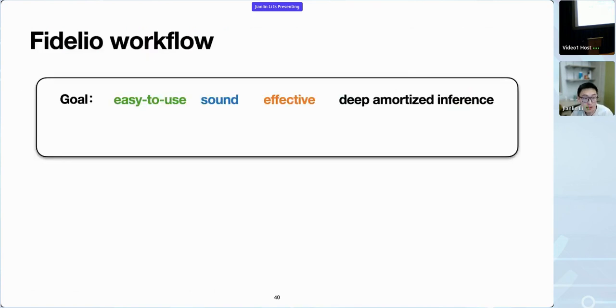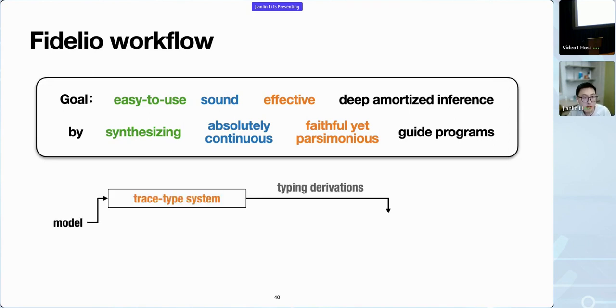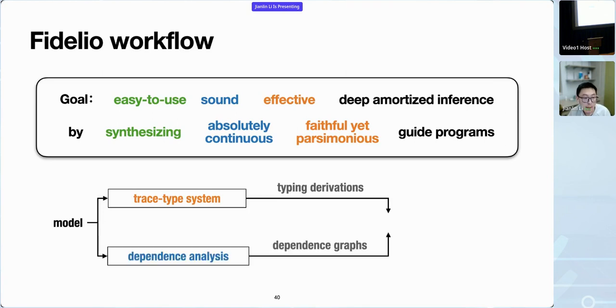The goal of this project is to make deep amortized inference easy to use, sound, and effective. So we designed a guide synthesizer called Fidelio. Fidelio automatically generates guide programs that are faithful yet parsimonious and satisfy absolute continuity. For soundness, we design a behavioral trace type system. For faithfulness, we propose a dependence analysis based on program dependence graphs. Then, a type- and dependence-aware translation finally generates the guide program.